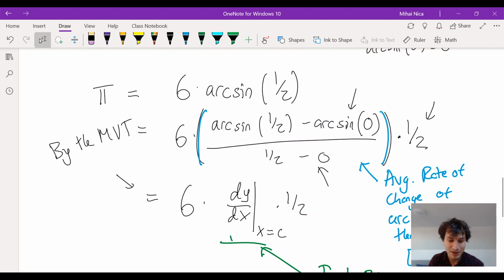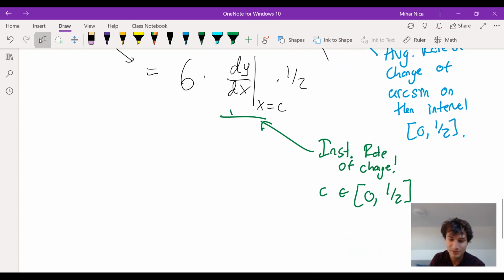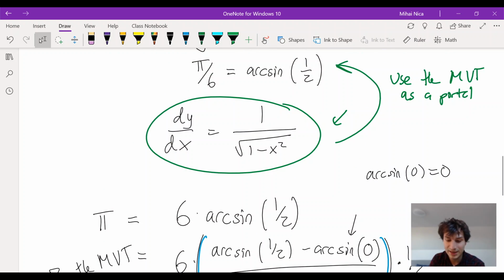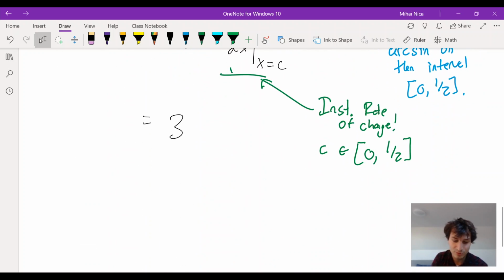Okay, so what do we have so far? Pi equals 6 times dy dx at x equals c times 1/2. Well, let's simplify that a bit. 6 times 1/2 is 3. dy dx, we have a formula for that. So you take dy dx, you plug in x equals c, you get 3 times 1 over the square root of 1 minus c squared.